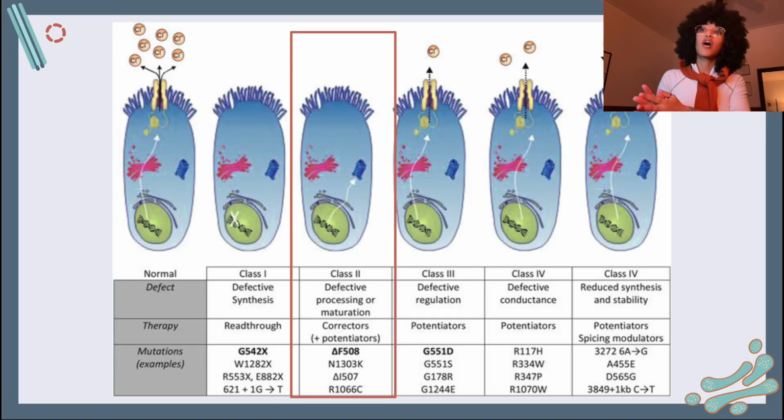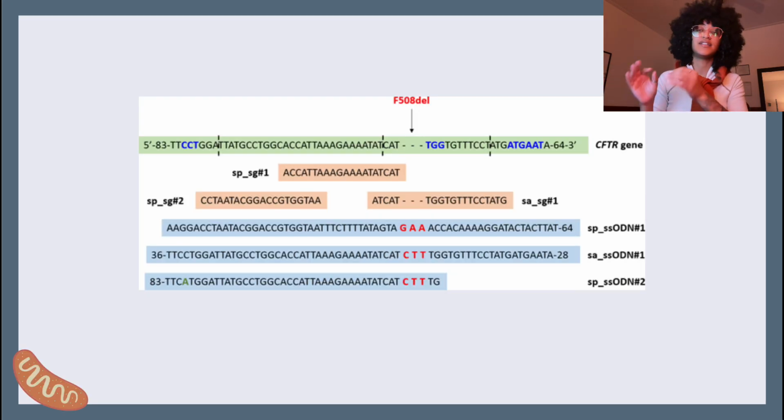A super common mutation for CF is the F508 deletion, and it is responsible for 70% of the cases. We know that there are more than 2,000 variants of this gene, and this specific one is responsible for 70% of the cases, which is quite interesting. It is the result of a deletion of a single amino acid, phenylalanine, from this CFTR gene.